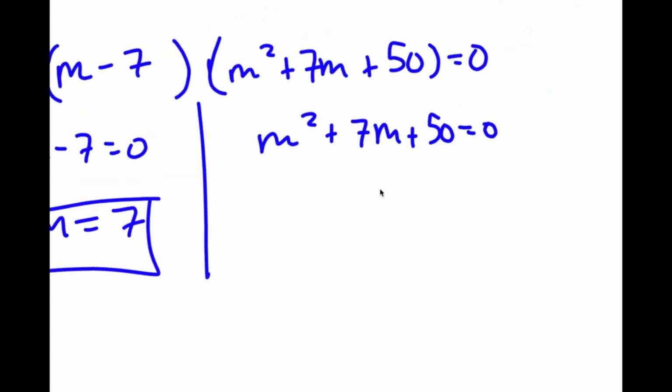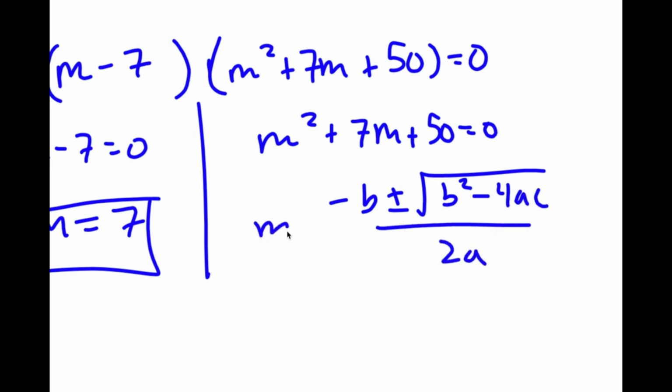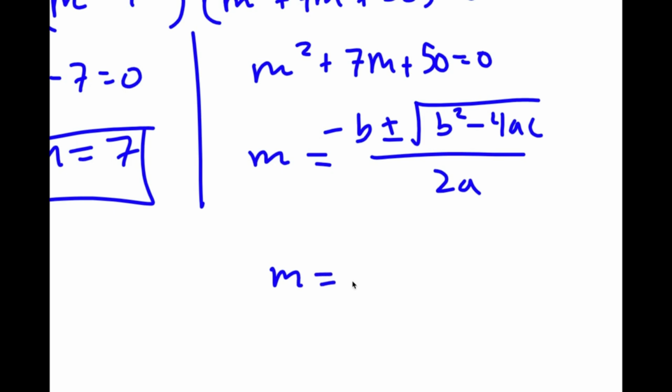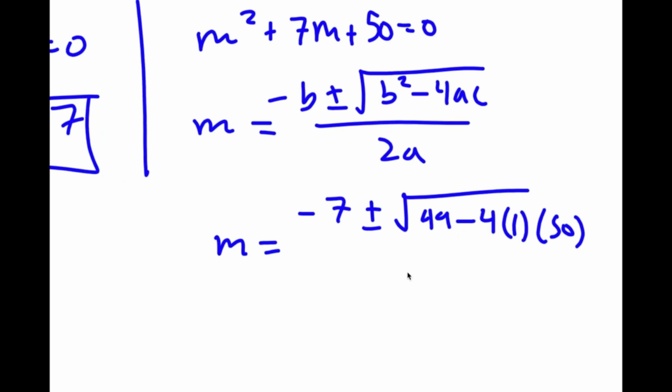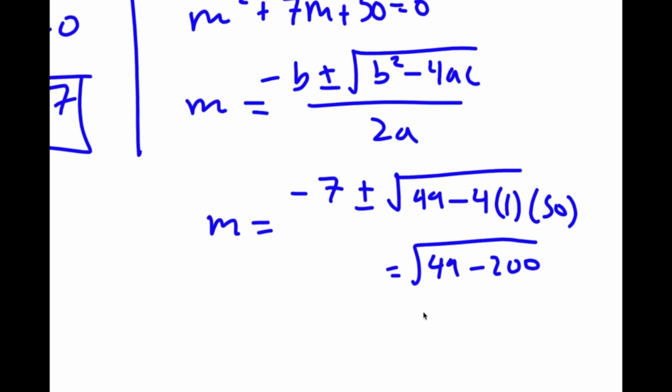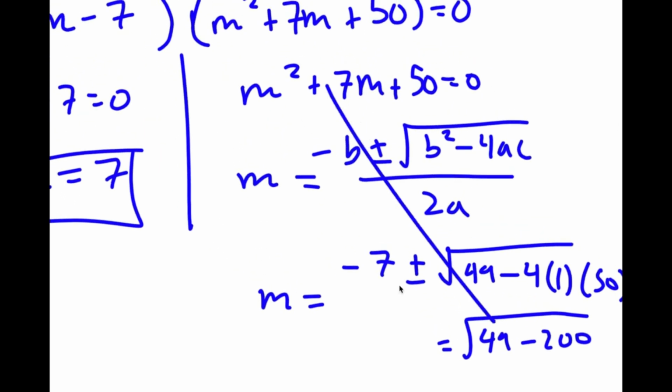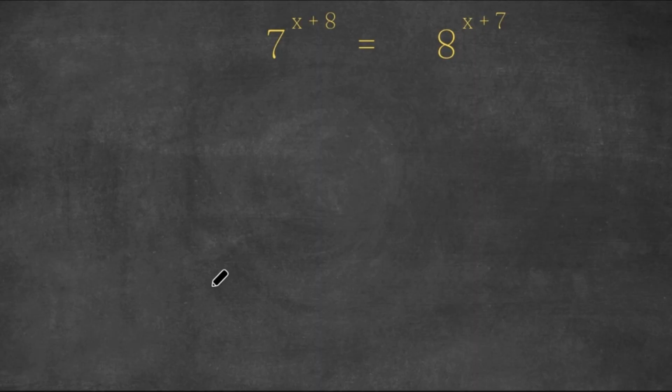And m squared plus 7m plus 50, you have to use the quadratic formula, which is negative b plus or minus the square root of b squared minus 4ac, all over 2a. So this is the same thing as negative 7 plus or minus the square root of 7 squared, which is 49, minus 4 times a, which is 1, times c, which is 50. And if you notice, this is the same thing as the square root of 49 minus 200, which is going to be a negative number, meaning this won't work, and my only solution is m equals 7.